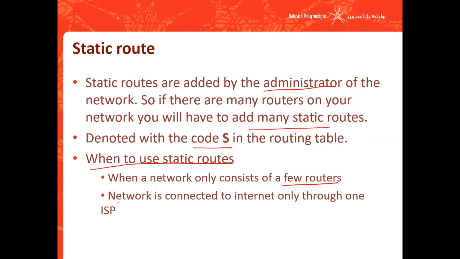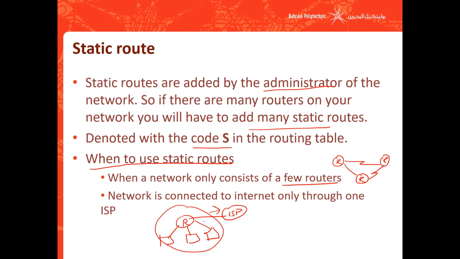Or you have a network that is connected to the internet through only one ISP. So basically you have a network of routers, switches, all of those, and then it is connected to one ISP. In this case, you can use a static route, or in a case where you have a few routers, let's say 3 routers that are connected together. So when you have a few routers, or one router, or your whole network is connected to the internet through only one ISP.